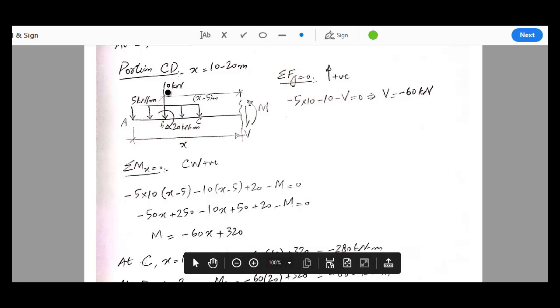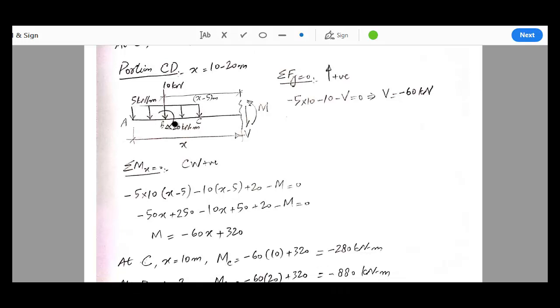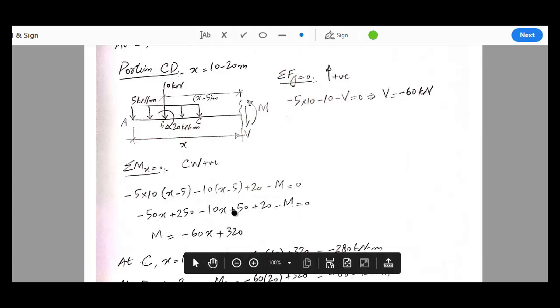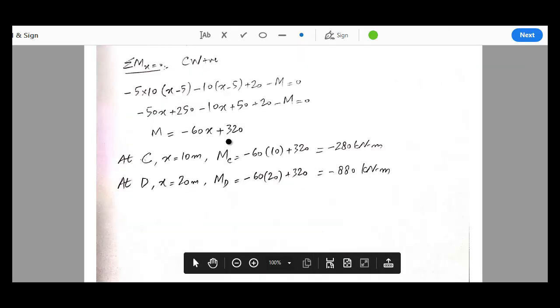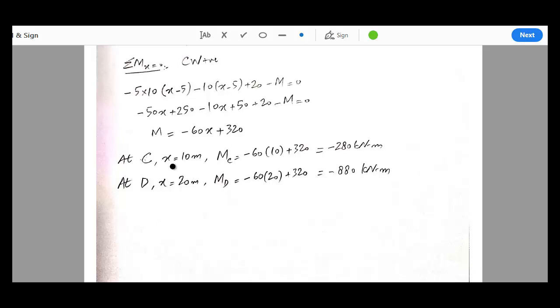Then this 10 kilonewton force acting in the downward direction is also producing moment in the counterclockwise direction. So minus 10 into x minus 5, the lever arm is the same. Then this 20 kilonewton meter couple acting in the clockwise direction is a moment, and minus M is the exposed moment, and that is equal to 0. If we solve and rearrange this equation, we get M equal to minus 60x plus 320. If we plug in the values of x for point C and point D, we get MC equal to minus 280 kilonewton meter and MD equal to minus 880 kilonewton meter.